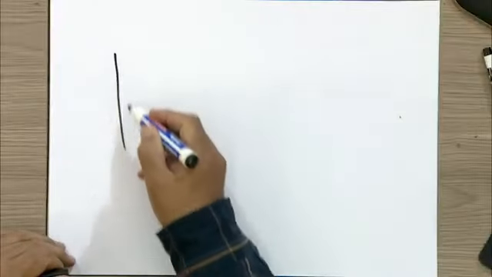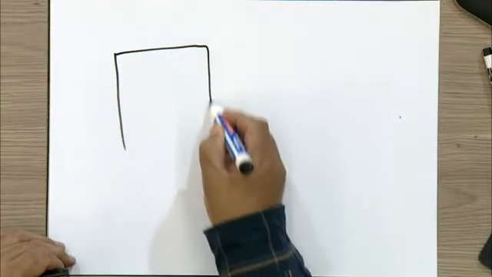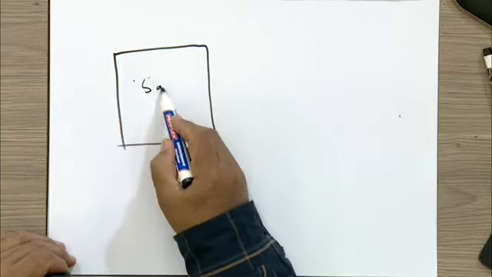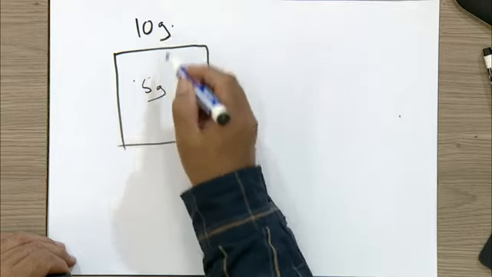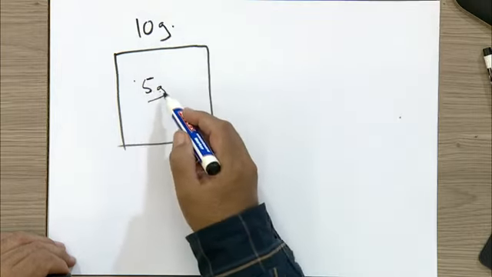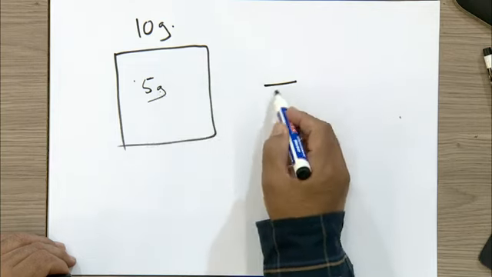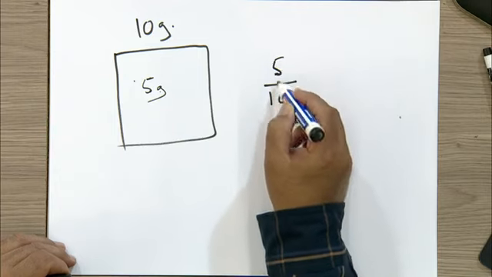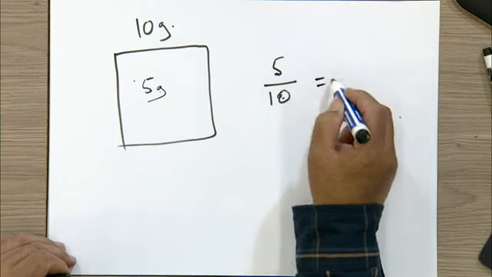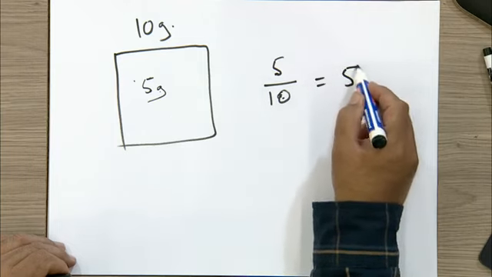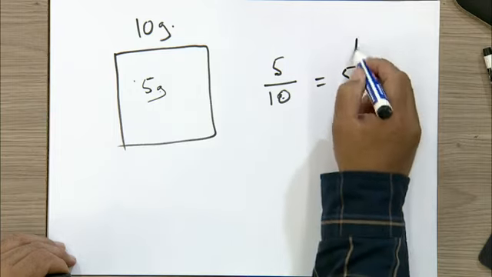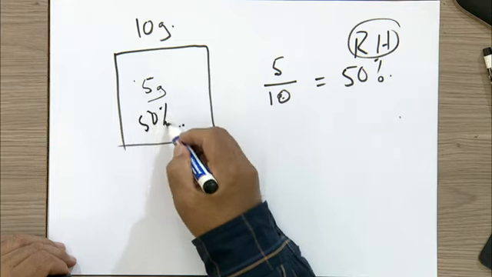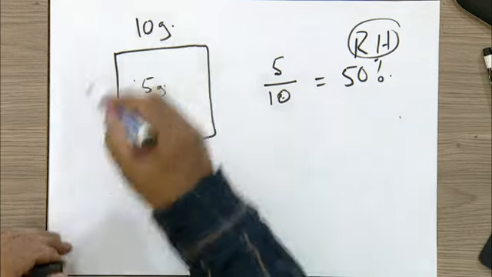So let's just say here is a mass of air. Let's just do a simple block. And this air can contain 10 grams. The possible is 10 grams, but it only contains 5 grams. So what it can contain is 10. What it does contain is 5. So the percentage of what it can contain would be 5 over 10, which would be equal to a half or 50%. So the relative humidity of this particular air mass is 50%, because it's containing half of what it can contain.